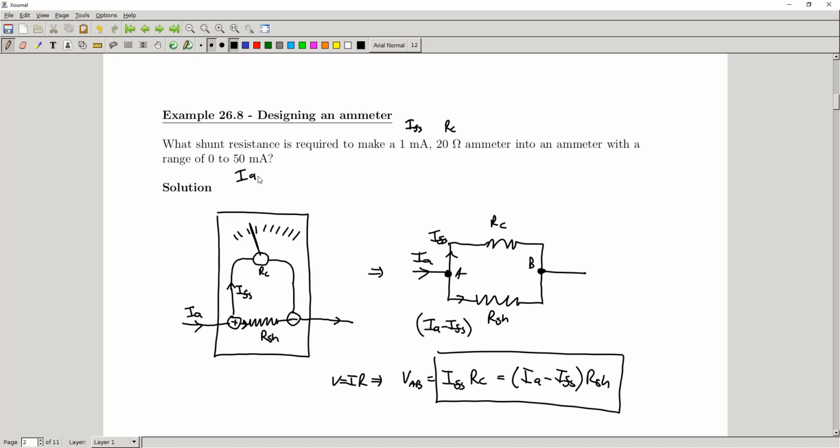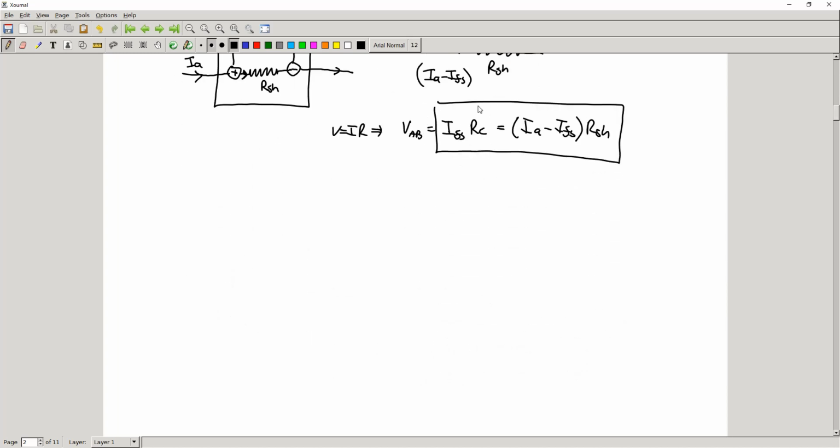Anyway, when we connect this amperage to IA, basically connected to this positive terminal, we want to see this thing get pushed all the way to its full scale reading. We just need to substitute in the values we have above, and we're trying to solve for RSH. We end up with RSH equals I full scale times RC divided by IA minus IFS. This is the equation we're going to use.